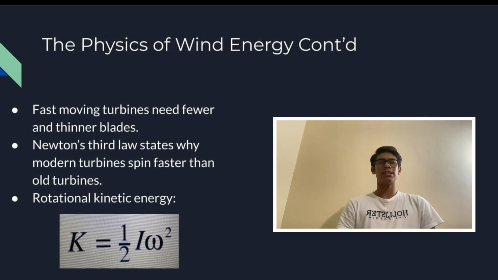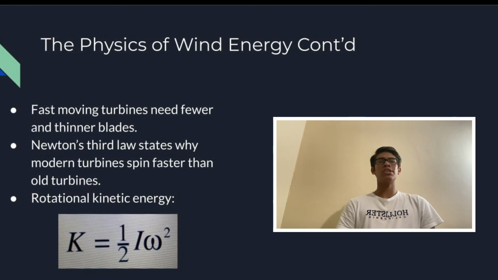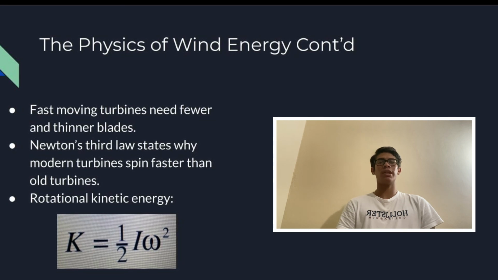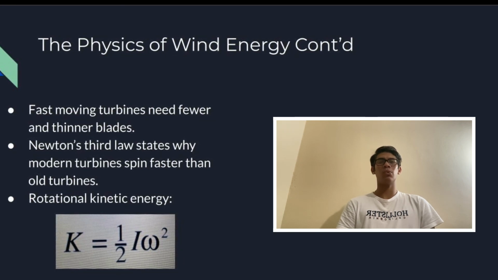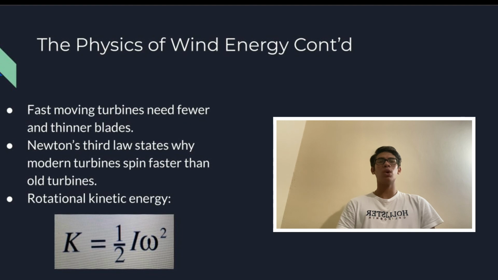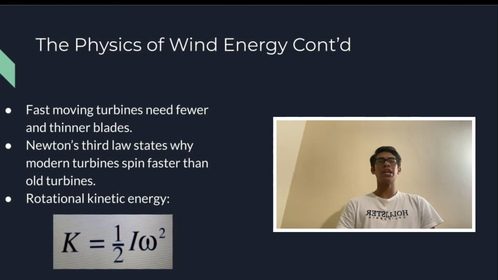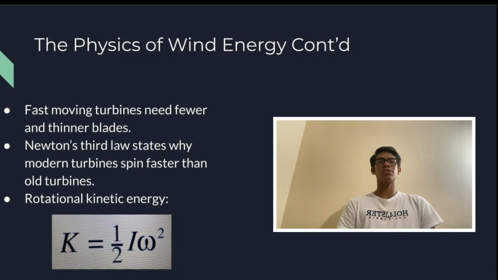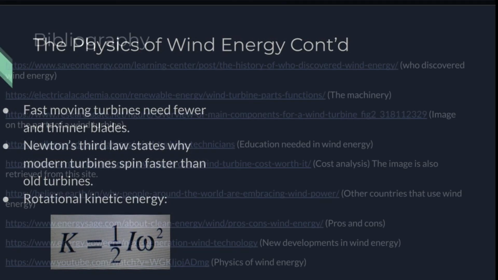In essence, the ideal wind turbine should be big to capture a lot of wind, tall to capture strong wind, fast moving to be most efficient, and narrow bladed with fewer blades to not slow down the wind too much.